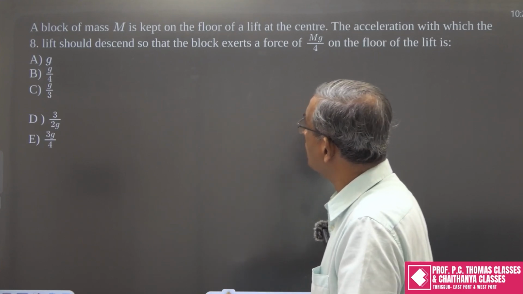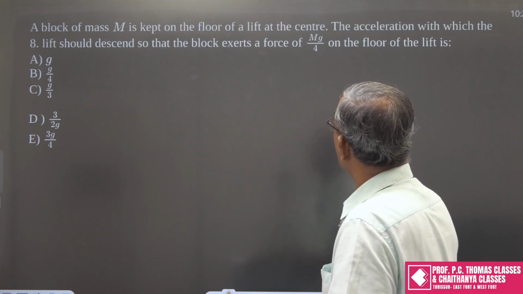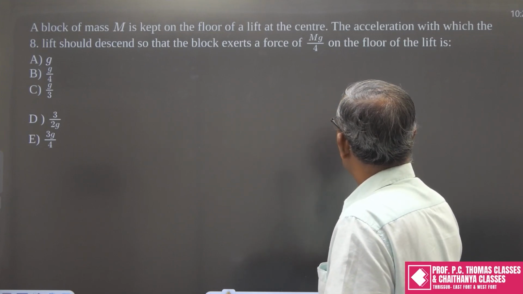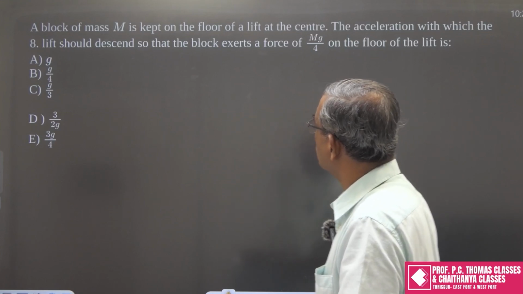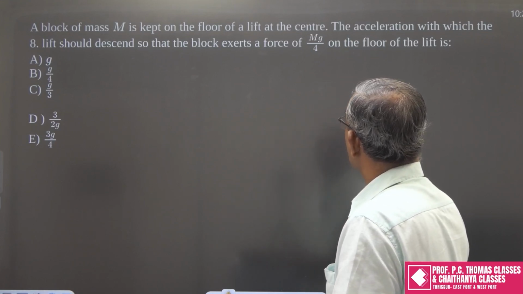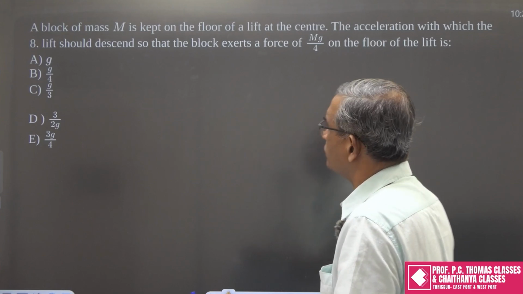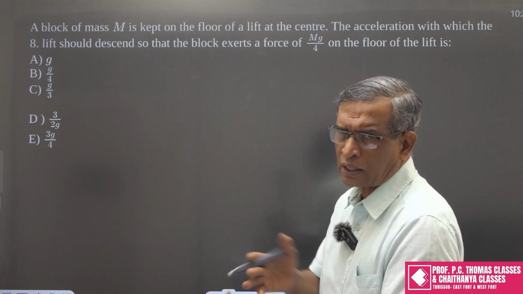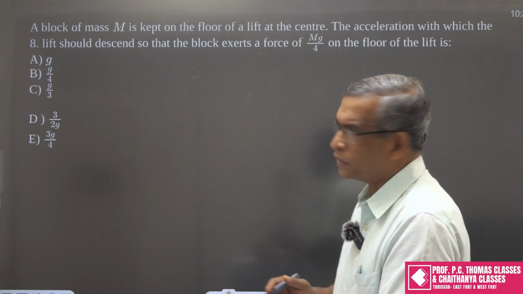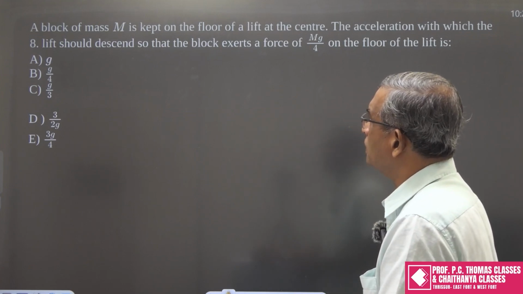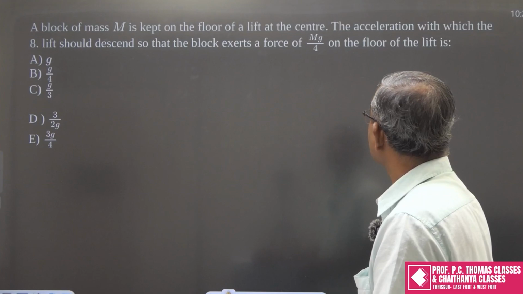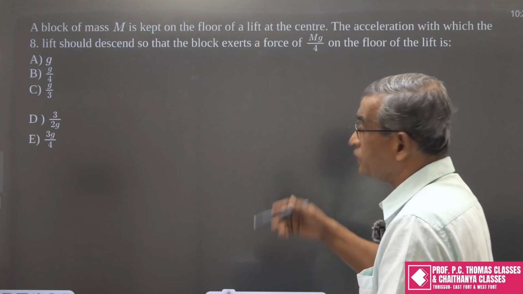A block of mass m is kept on the floor of a lift at the center. With what acceleration should the lift descend so that the block exerts a force of mg/4 on the floor of the lift? This is the problem we did in the last class. Again we are doing it.